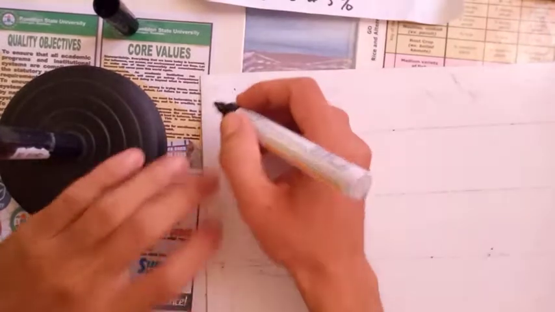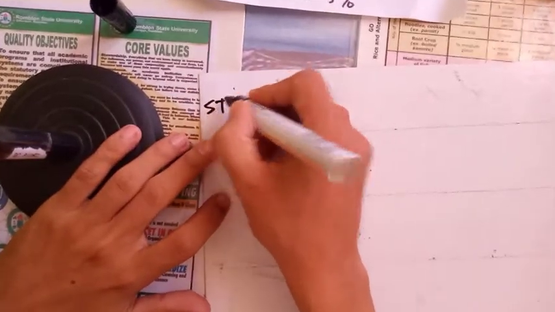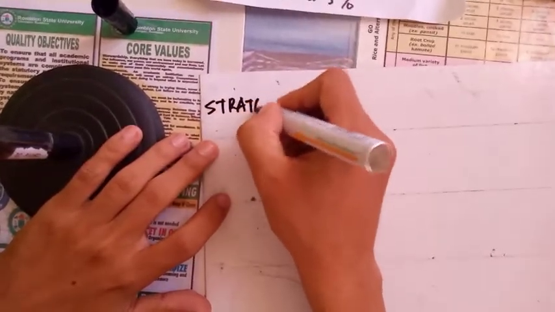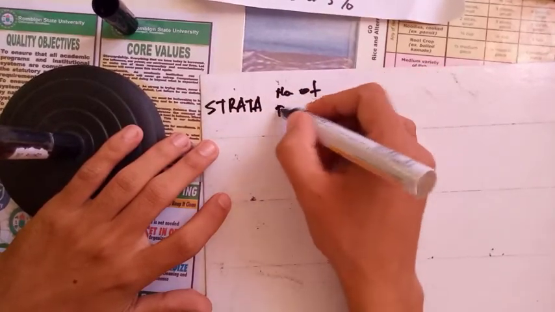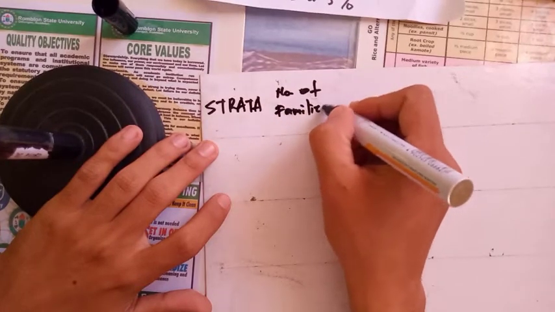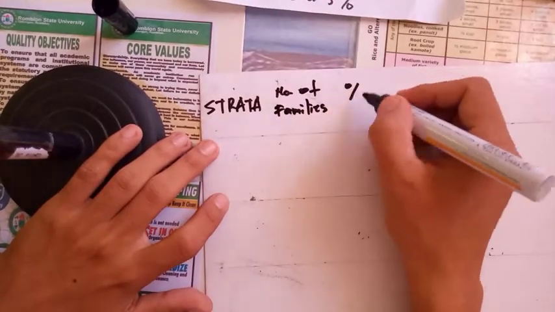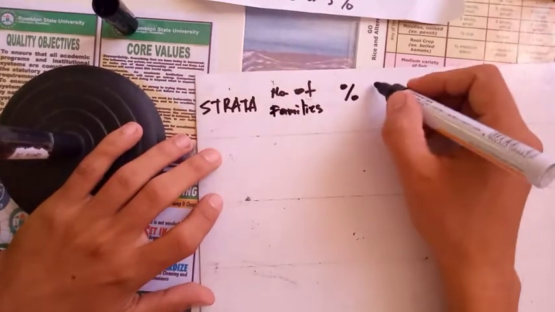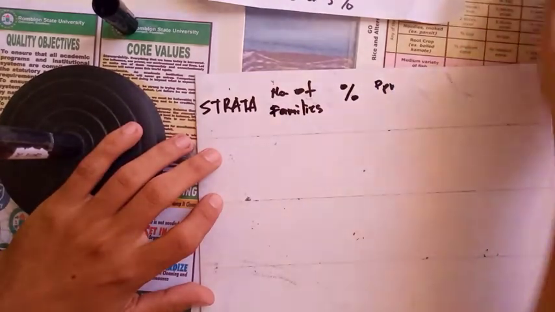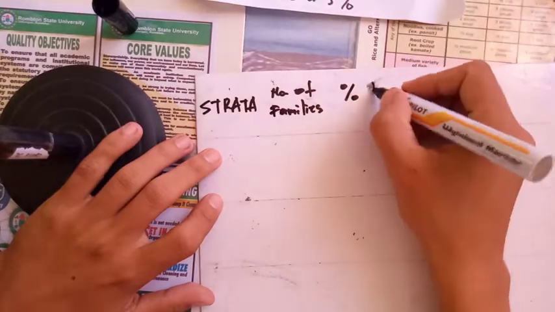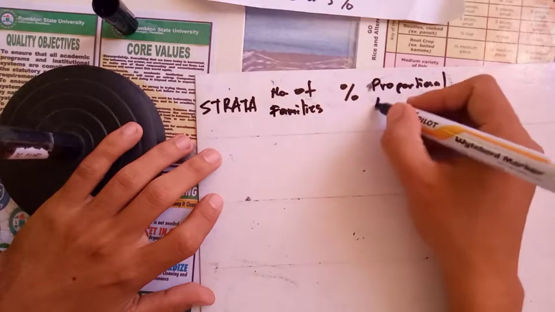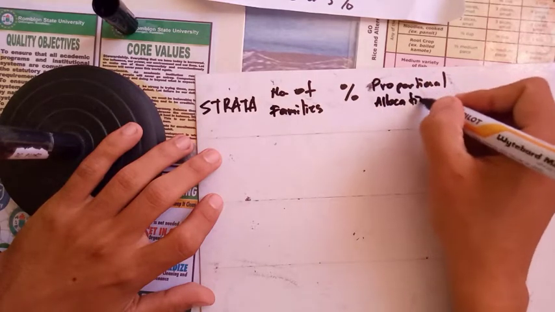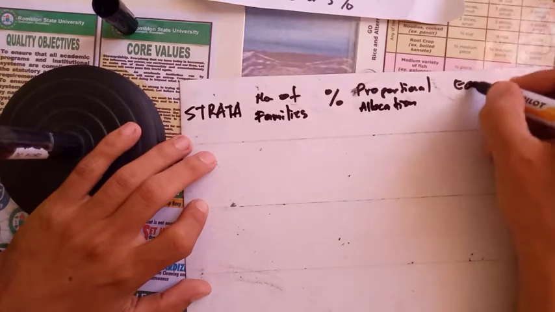$370. Okay, isulat muna natin ulit. For our strata, we have the number of families. We have the percent. We have the proportional allocation. And also the equal allocation.